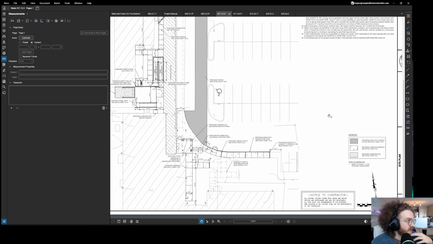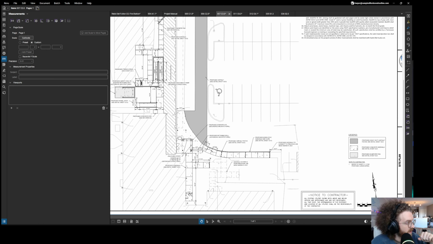So the site plan has a legend over here that is showing us the proposed heavy duty asphalt paving, the proposed concrete sidewalk, and then proposed dumpster pad. So we're going to go ahead and line that up, the sidewalk with this whole area right here.